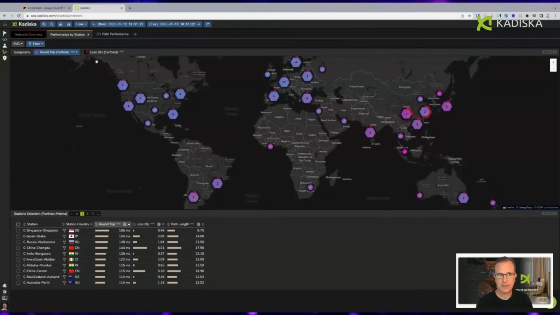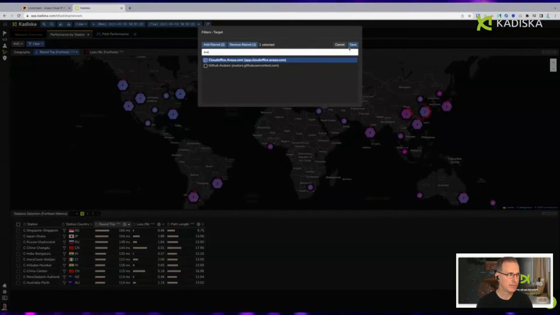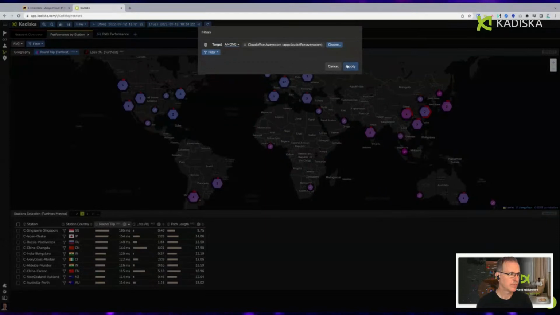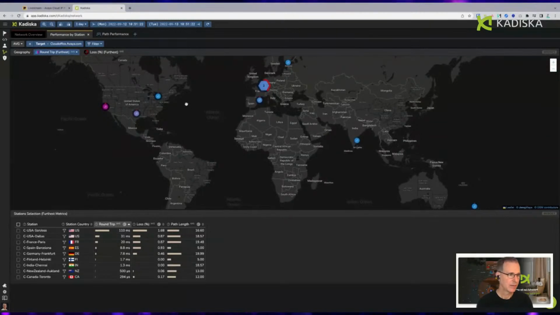So what we're seeing here is the Kadiska network tracing application that can tell us what the performance is to reaching any specific website or SaaS application from all these different locations around the world. And for our case here, what we're going to do is look for a specific target, and that target is going to be the Avaya Cloud Platform. It's one of the most common ones that you would see out there. So I'll just filter down on that, and you can see for our particular company, we have about 10 locations that we're really interested in seeing how well we can access that platform.